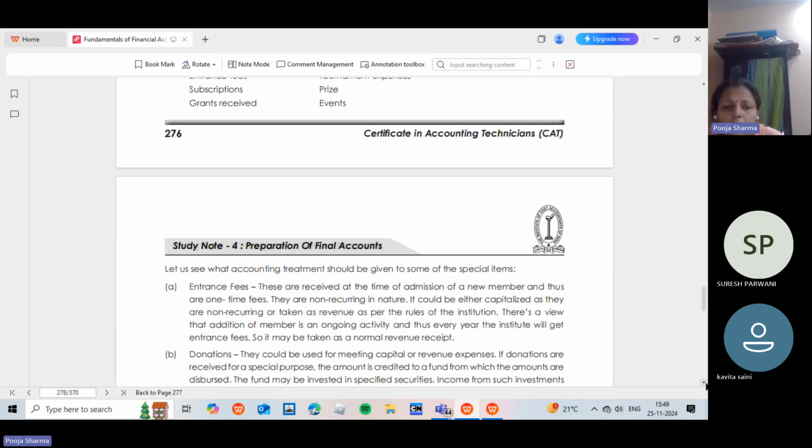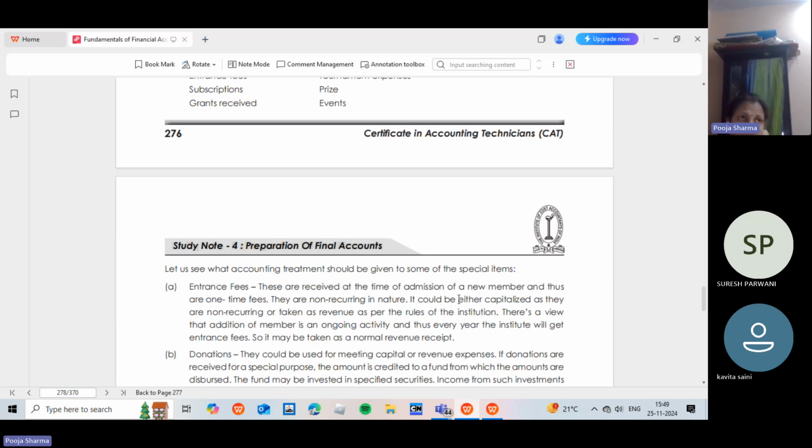Let us see what accounting treatment should be given to some of the special items. First of all, we have entrance fees. What are entrance fees? Entrance fees are the fees that are paid by the members to the non-profit organization to become members. It may be of revenue nature, or you can say recurring or non-recurring nature. Its accounting treatment depends on the NGO's policies.